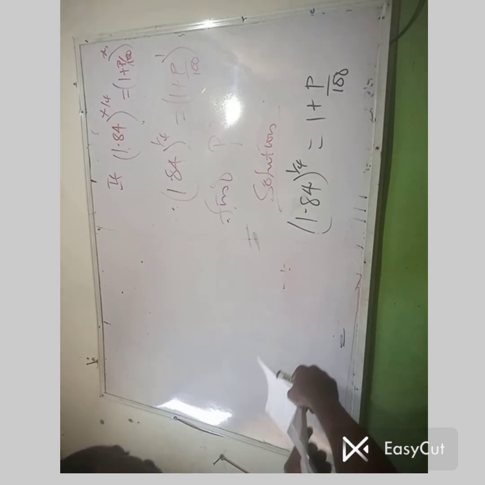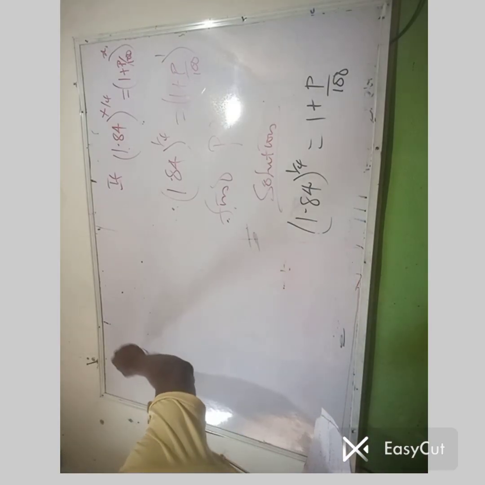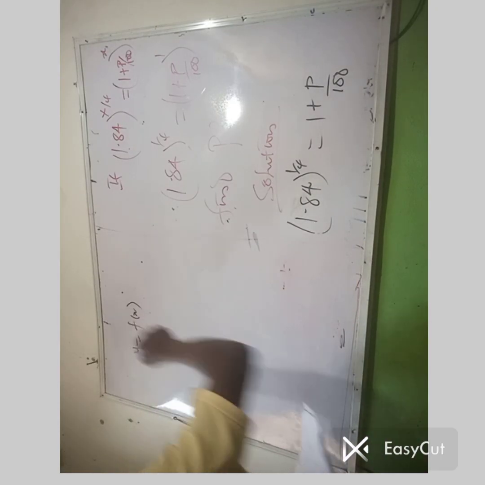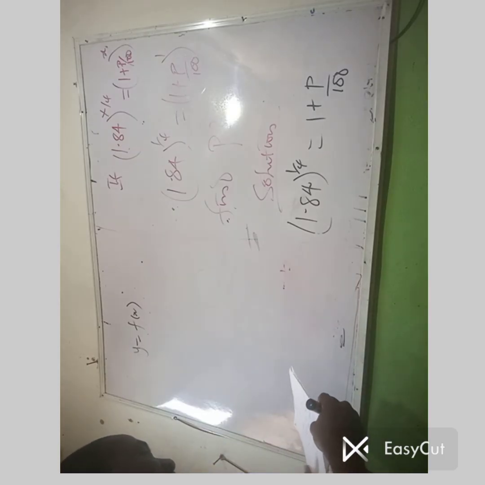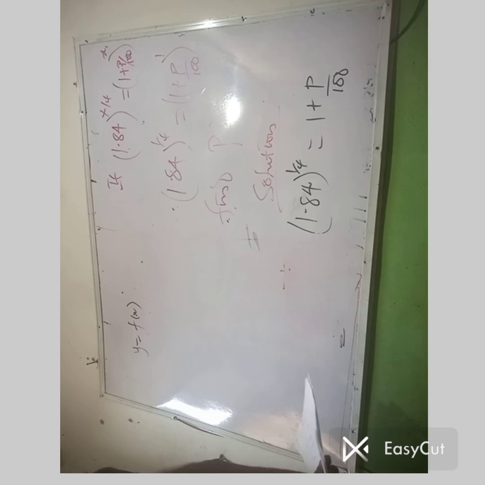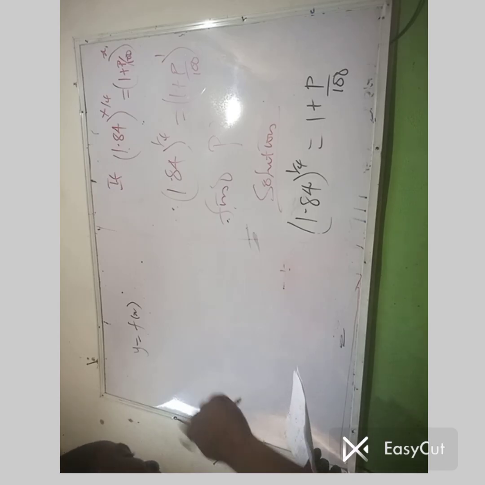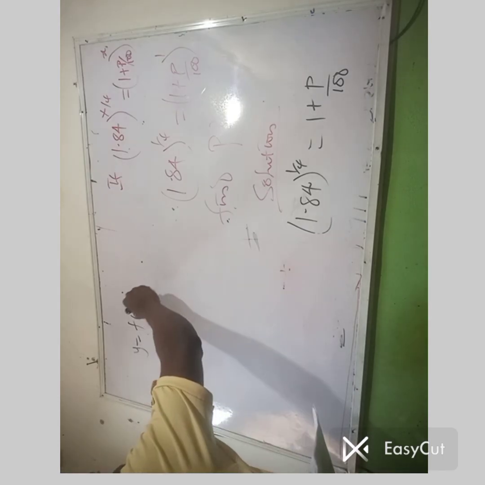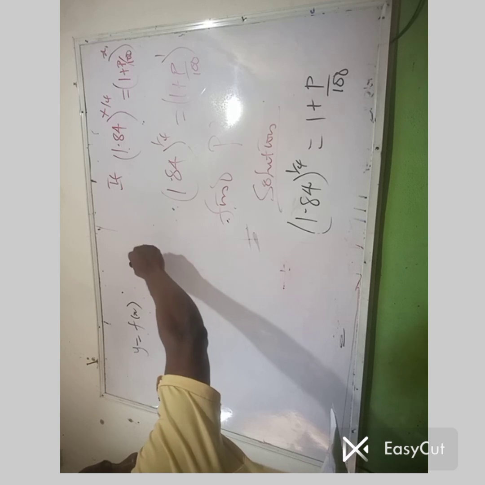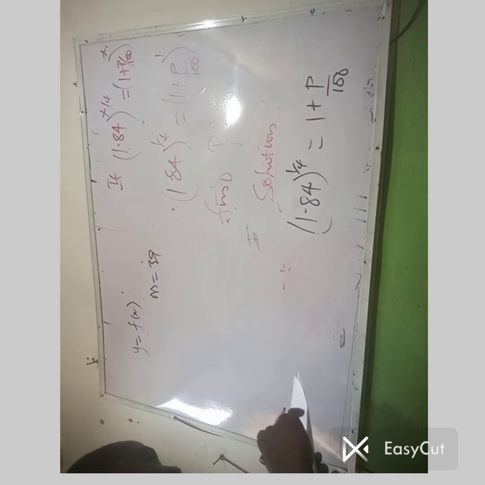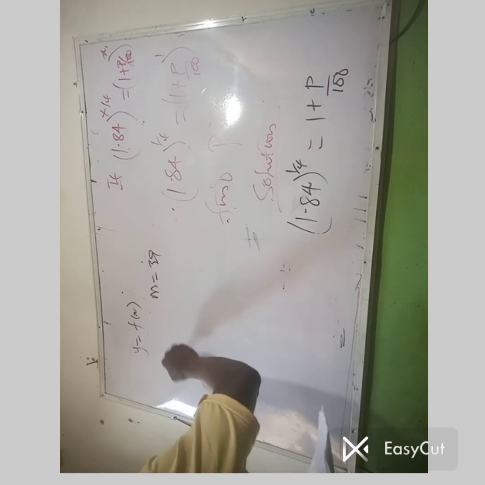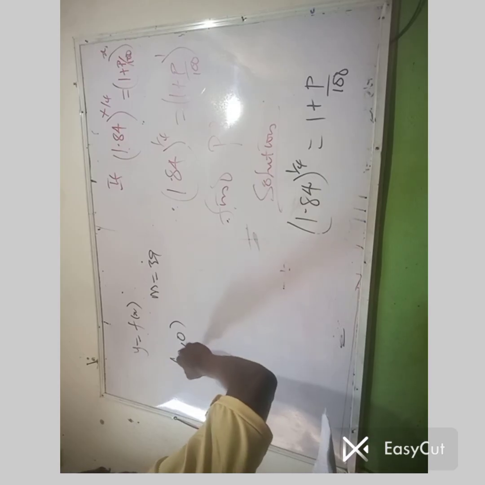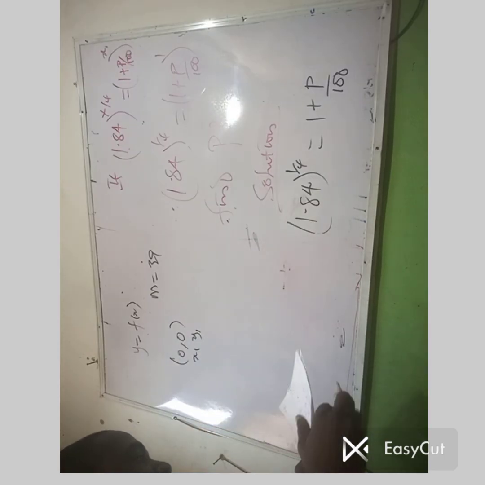Number 4 says y is equal to f of x has a slope of 39 and passes through the points 0, 0. The slope, which is called gradient, m is 39. It passes through points 0 and 0, which is x1, y1. What is the equation of f of x?